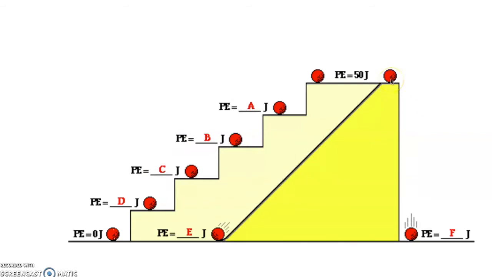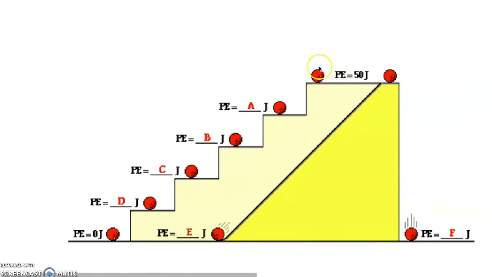Now let's look at potential energy change. So at the top, we're at 50, okay? At the bottom, we're at 0. So at E and F, we're also going to be at potential energy of 0, regardless of the path we take, if we go down the stairs, down the slope, or drop straight down.